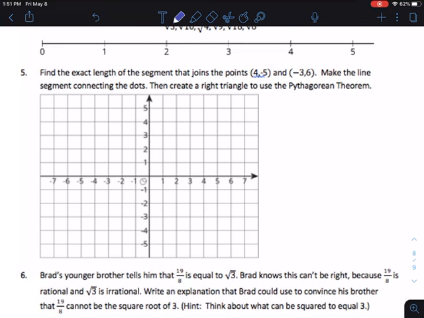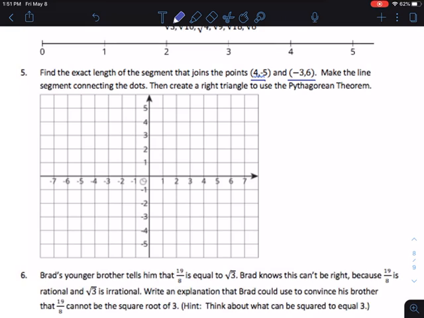All right, it says find the exact segment that joins the points (4, -5) and (-3, 6). Make the line segment connect the dots, then create a right triangle to use the Pythagorean theorem. So we don't have to use the coordinate plane here, but they give us one, so why not? And I think using the coordinate plane is a little easier.